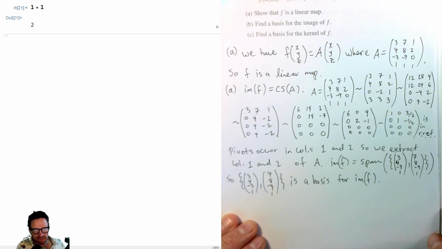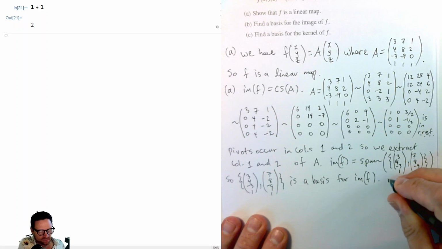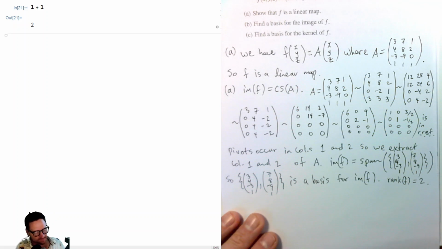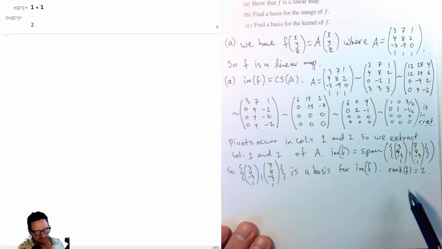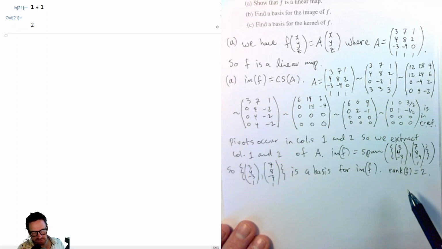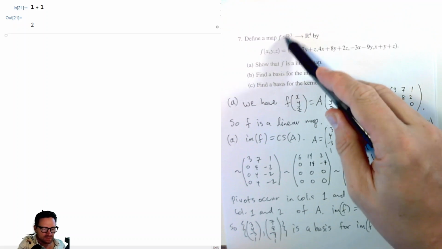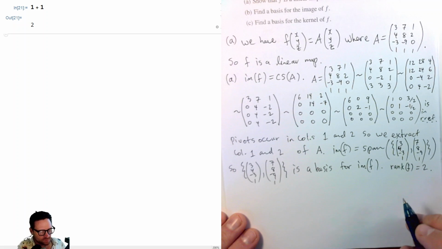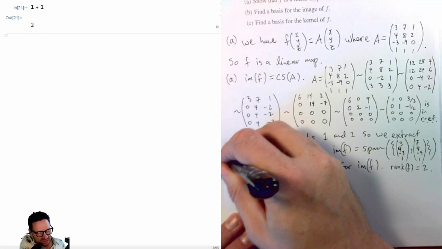All right, so now let's do the kernel. And note this has dimension 2. So the rank of F is equal to 2. So by the rank plus nullity theorem, we expect that the dimension of the kernel is equal to 1. So that 2 plus 1 is equal to that 3 up here, the dimension of the domain of F. So this here is part B.